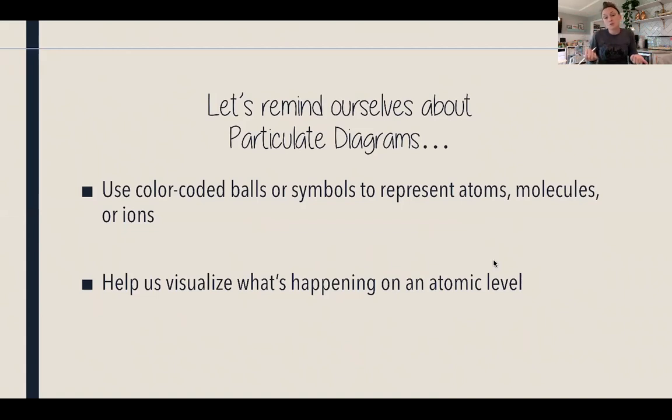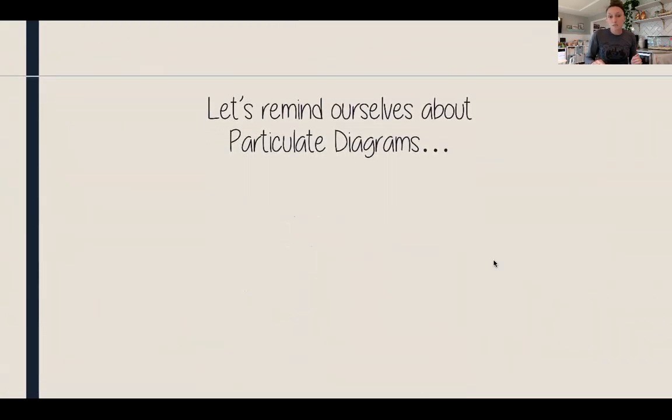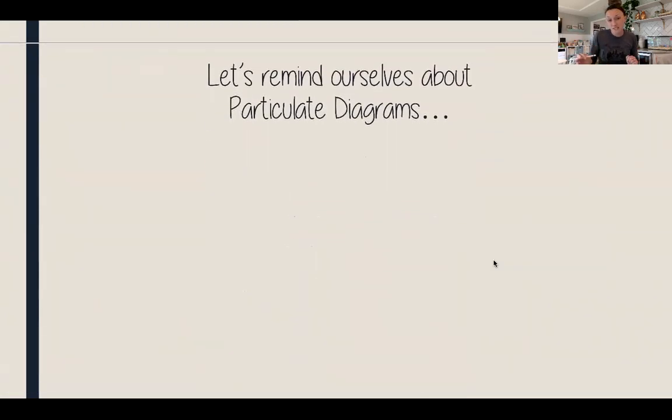They're going to help us visualize what's happening on an atomic level. Obviously, atoms are way too tiny. We can't see them. So this is going to help us think about, all right, these two atoms are bonded to each other. What's it look like when something dissolves? What does it look like when a new product is formed? We looked at a bunch of these prior. We're going to draw some today.